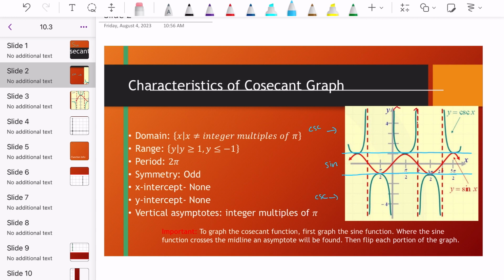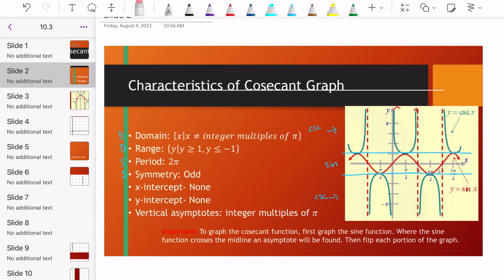Now, there are some properties that are similar to that of sine, and there are some that are different. What I'm going to do is show you which ones are different and which ones are the same. Your domain and your range are both different compared to your sine. Your period remains the same at 2 pi. The symmetry is the same, being odd, going from the first to the third quadrant.